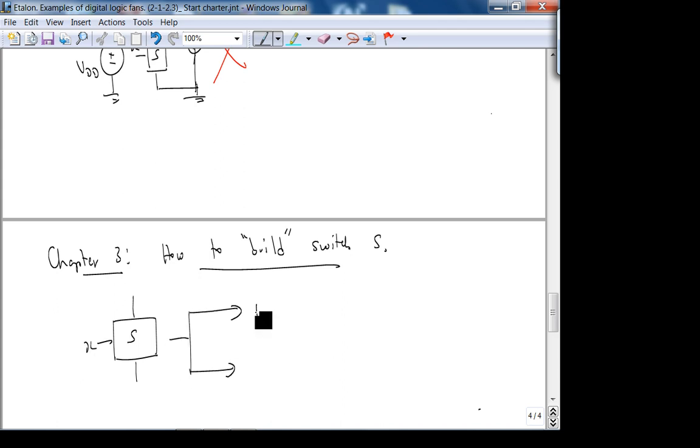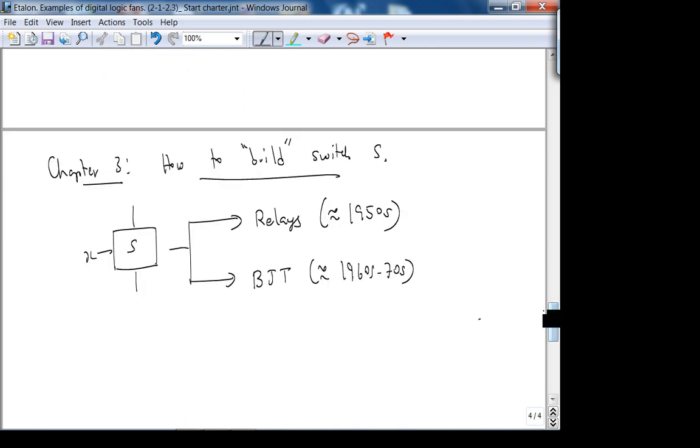Initially, switches were done using relays. This was around the 1950s. Then came the bipolar junction transistor, the BJT. This was the 1960s to early 70s.